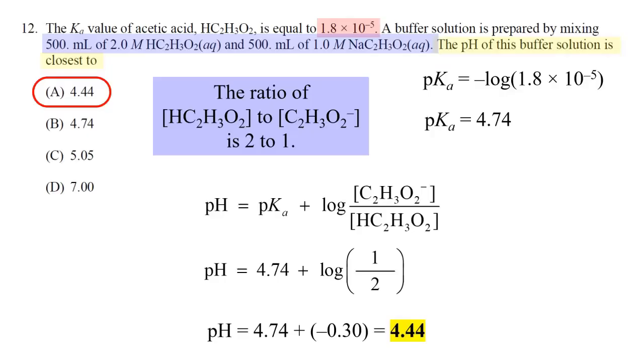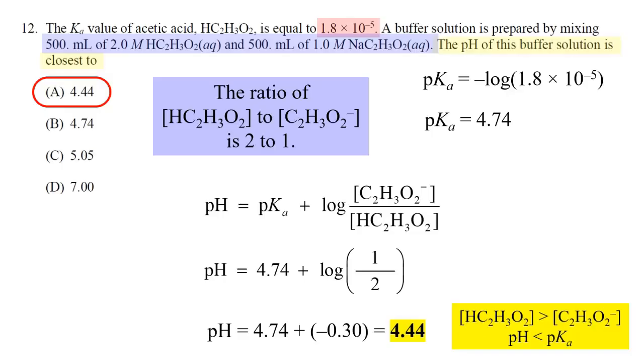Now, just a final comment on this question. Because the concentration of the weak acid in this buffer is greater than the concentration of the conjugate base, in other words, the concentration of acetic acid is greater than the concentration of acetate, we have the following situation. pH should be less than pKa. So when the concentration of the weak acid is greater than the concentration of the conjugate base, pH is less than pKa, and 4.44 is definitely less than 4.74.